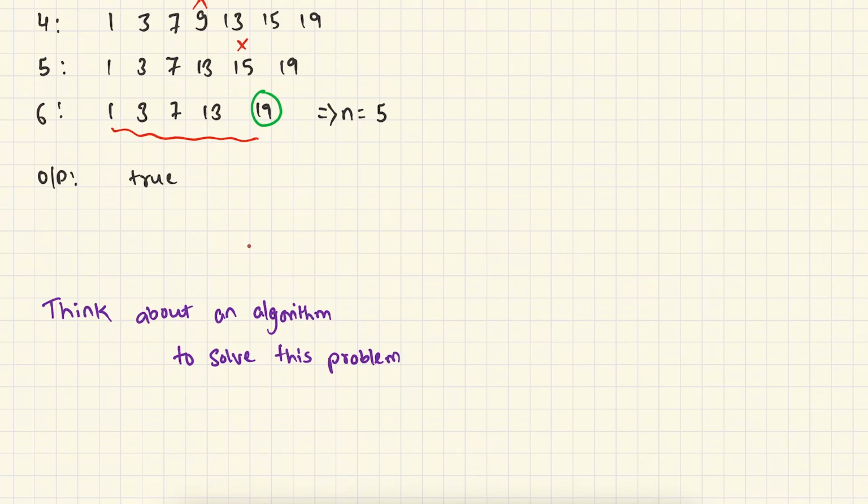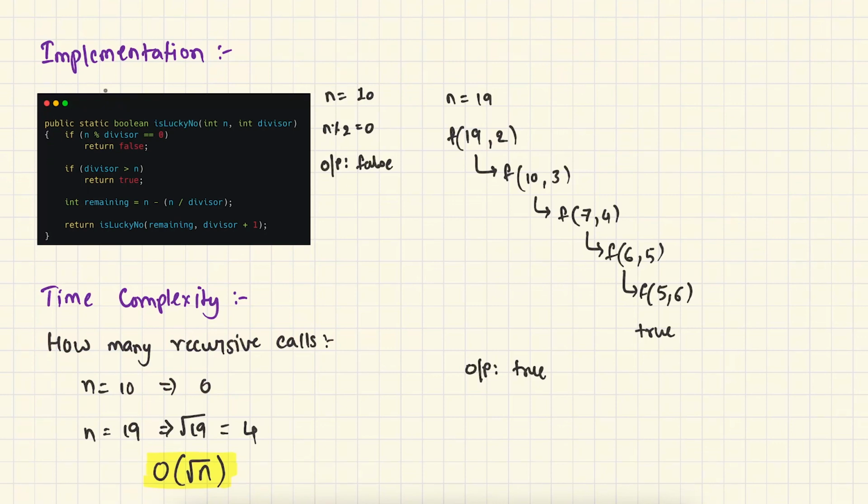So let's pause this video for a while and think about a solution to this problem. Okay, on the left side of the screen you see a simple implementation to solve this problem. We have written a function isLuckyNumber and this function takes 2 inputs: one is n and the second is the divisor. The divisor is nothing but the number whose terms are to be deleted. If the divisor is 2, all the second terms have to be deleted. If the divisor is 3, all the third terms have to be deleted, right?